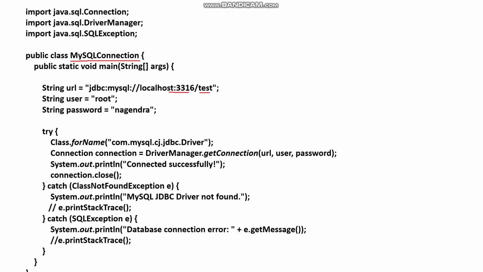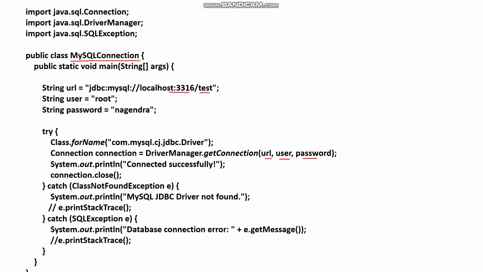The second one is we have to establish the connection. To do the connection, Connection equals DriverManager.getConnection. For the getConnection method, we have to pass three parameters. The first one is the URL, meaning the database location we want to connect to, then the username of the database, and the password.